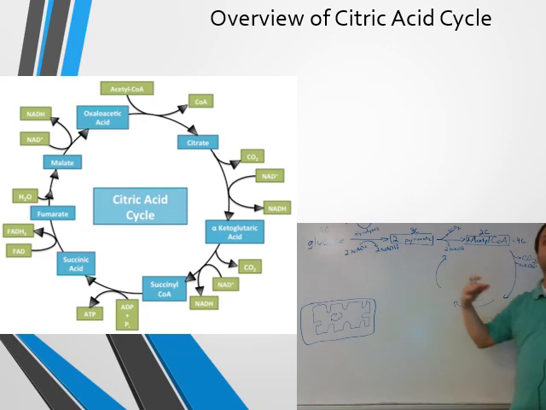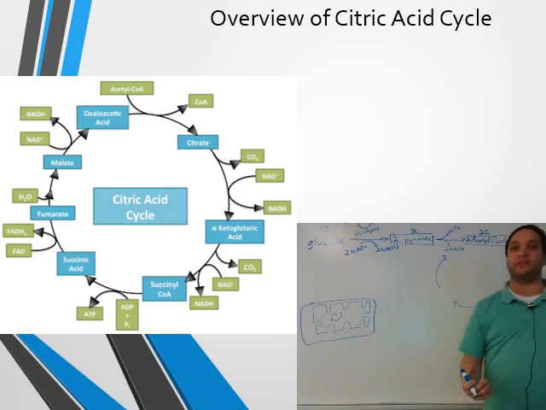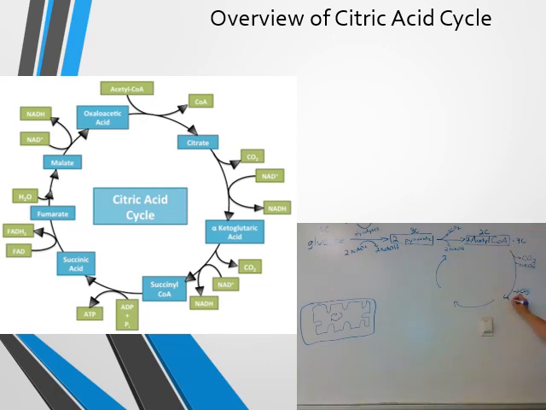Then we're going to go and we're going to cut off another carbon dioxide. You've broken a bond, so what else is released? Energy is released, NADH.